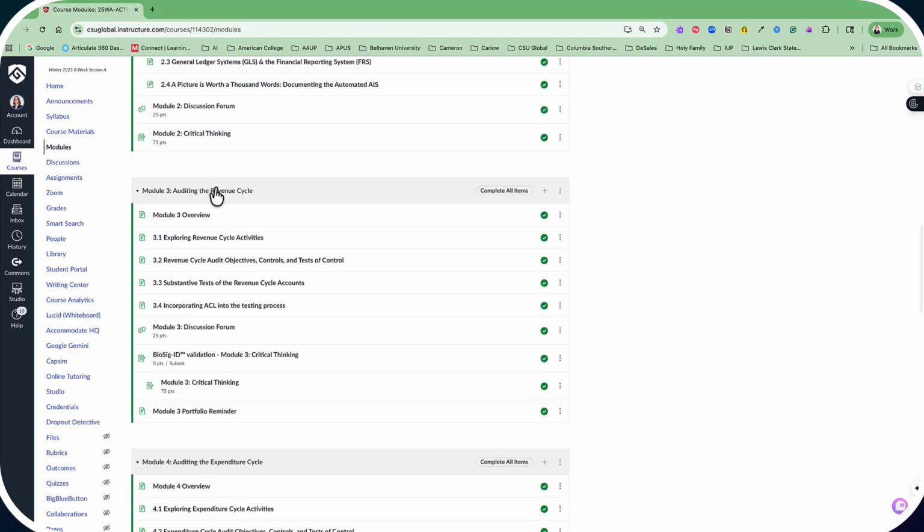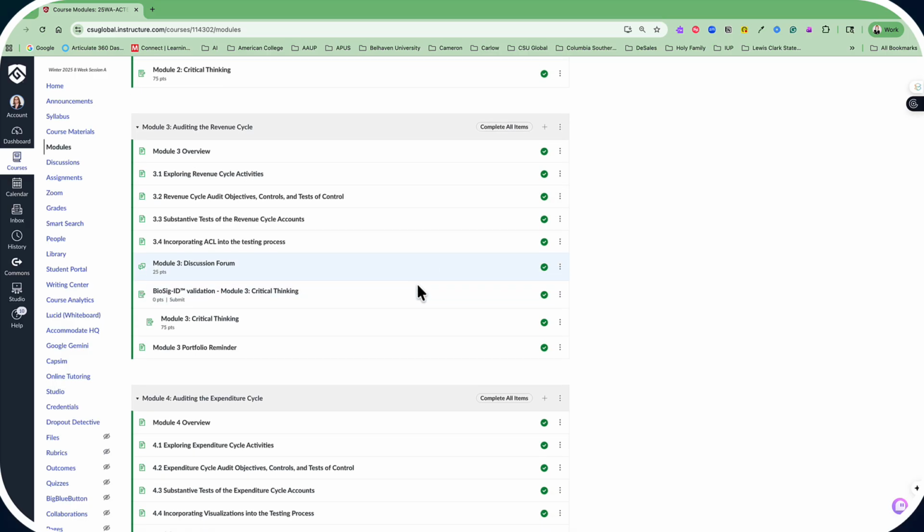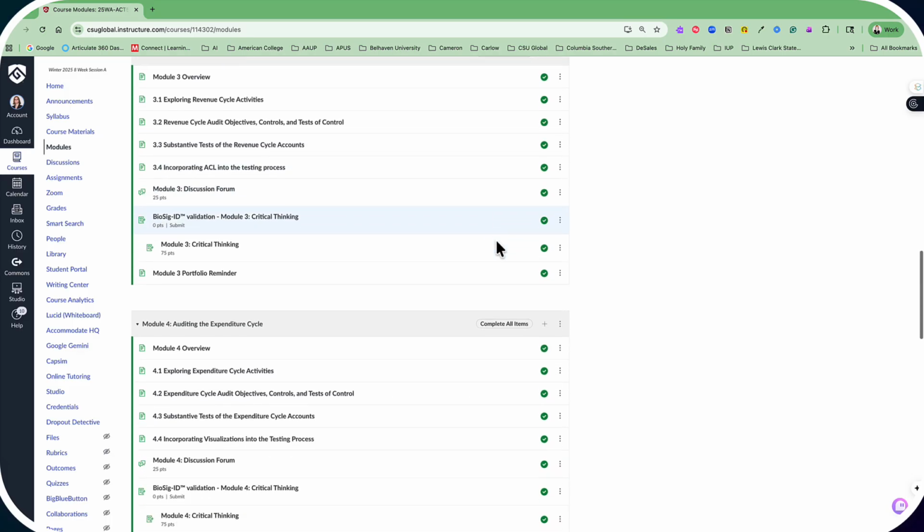Then we move on to Module 3, Auditing the Revenue Cycle, where we explore revenue cycle activities. We look at the revenue cycle audit objectives, controls, and test of controls. Then we move on to substantive testing of the revenue cycle accounts and incorporating ACL into the testing process.